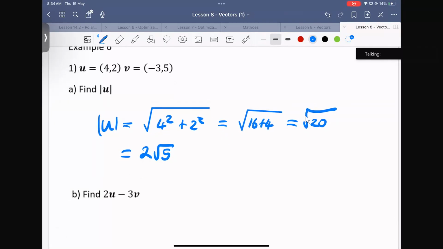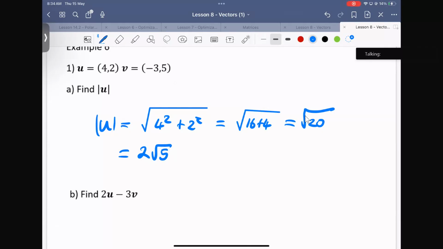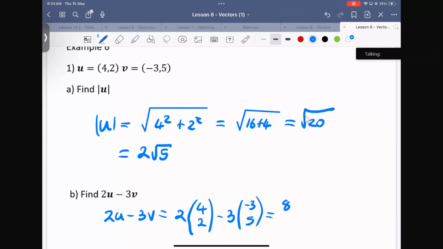In our second one, we need to find 2u minus 3v. So 2u minus 3v is equal to 2 times (4, 2) minus 3 times (negative 3, 5), which is equal to (8, 4) minus (negative 9, 15), which is (17, negative 11).